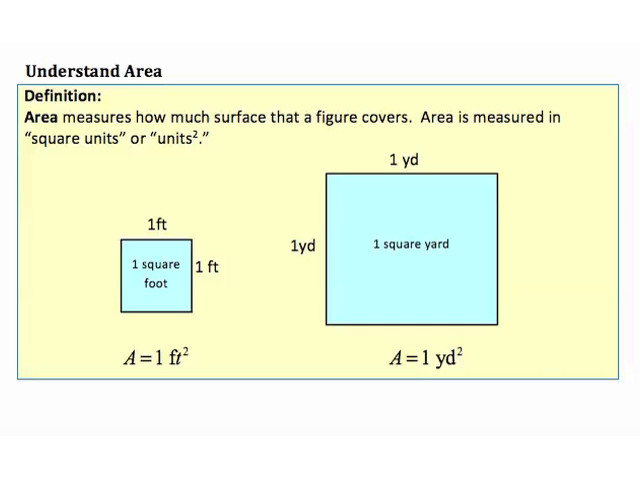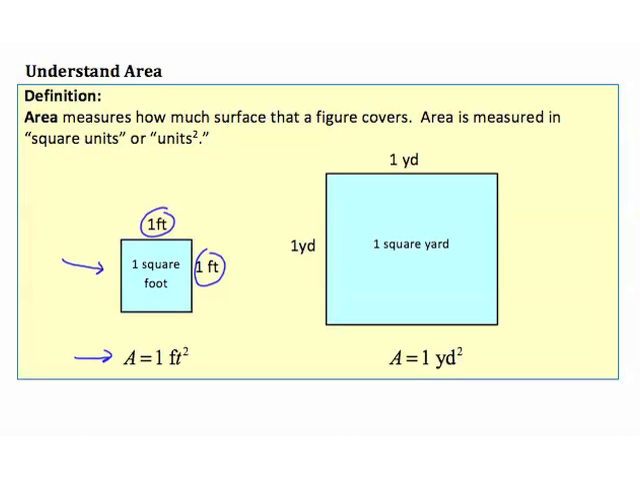Understand area. Let's start with a definition. Area measures how much surface a figure covers. Area is measured in square units or units squared. For example, first thing we have here is a picture of 1 square foot, which means we have a square that is 1 foot on each of the sides. The way that I would describe the area of this square foot, we could write capital A for area is equal to 1 foot squared. That's the shorthand way of writing it. We also could have written out the words square feet or square foot.